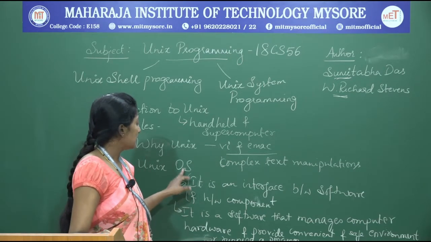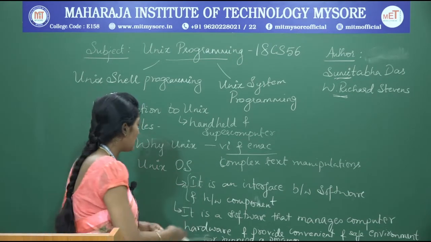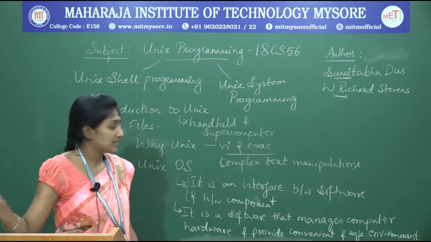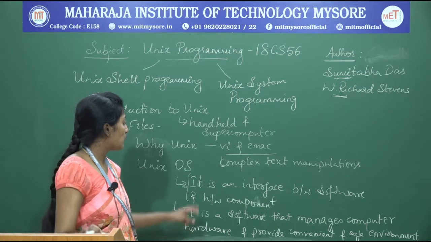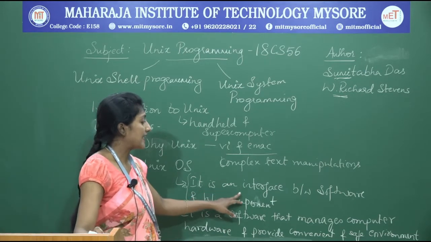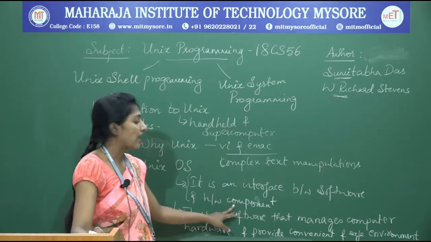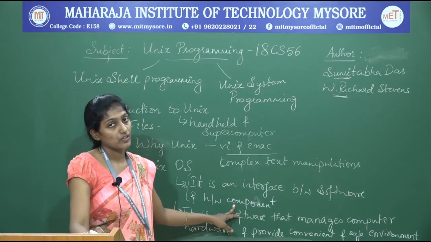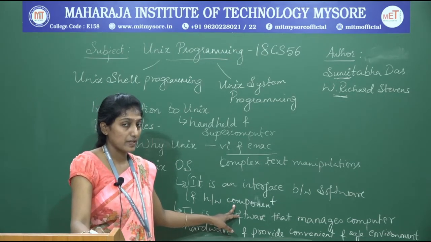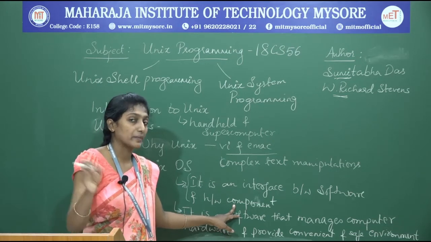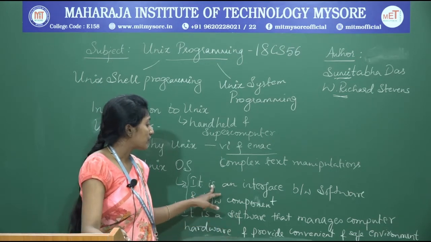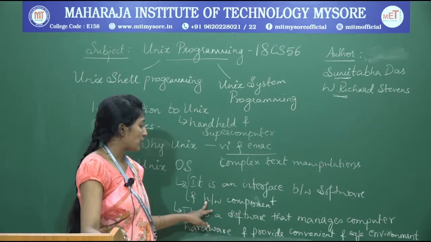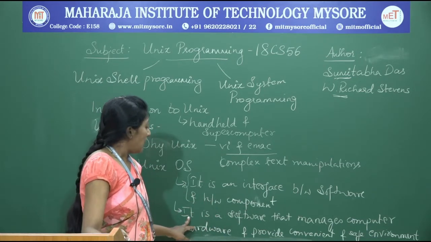Now, as I said, we are going to discuss this operating system. In simple words, the operating system is an interface between the software and the hardware component for the execution of any program. If you want to access any program which has been allocated in memory or which is already in the system, the OS acts as a software interface between the software and the hardware component.